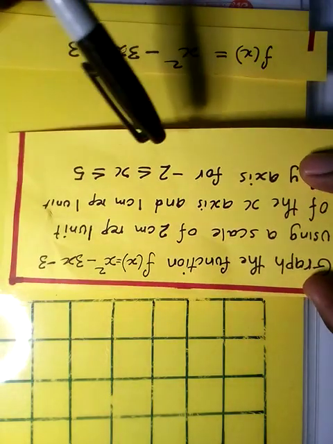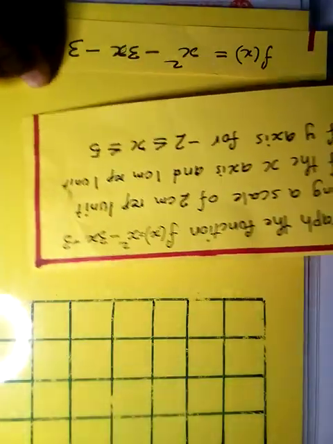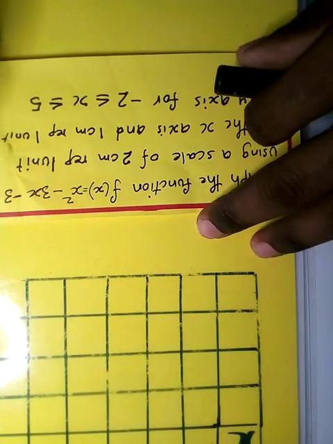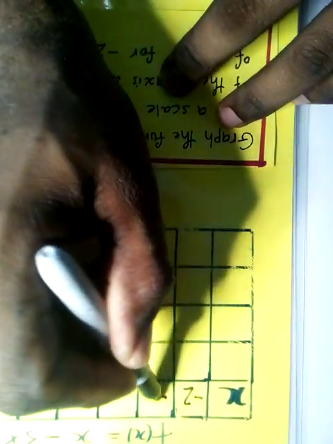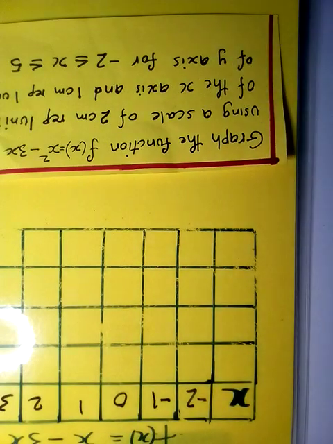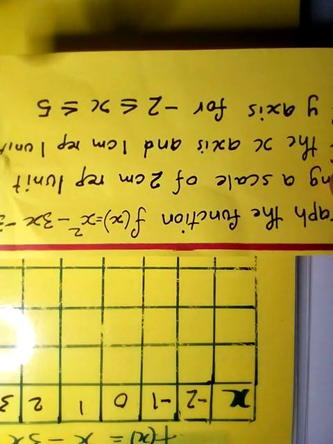The domain set that they give us is negative 2 to 5. So to create the table for f of x, the function x squared minus 3x minus 3, we're working with the domain set. So we're going to start from negative 2, negative 1, 0, 1, 2, 3, 4, 5. That's why the domain set is important.